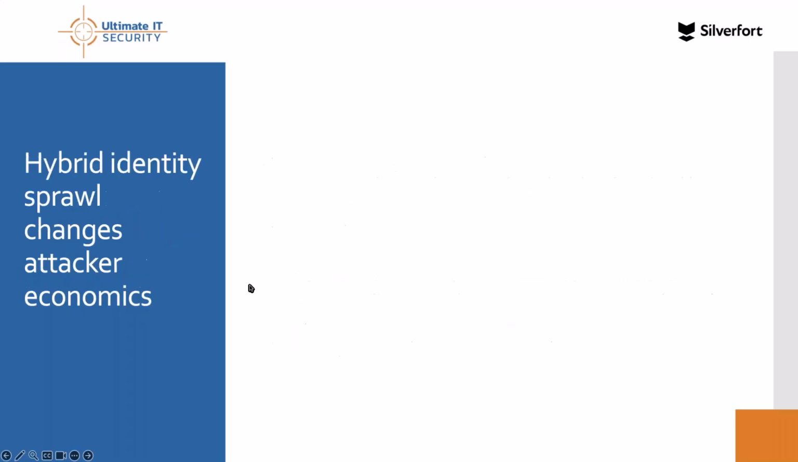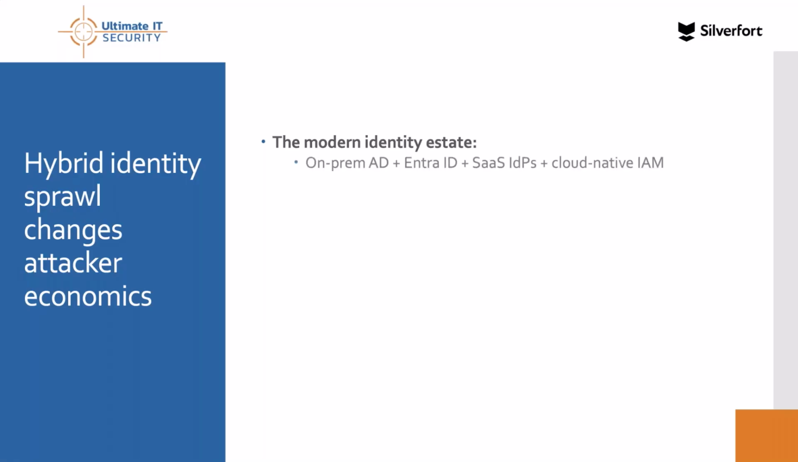Let's talk briefly, and I think I've got 2 more slides, and then I'm going to hand things over to you. Is hybrid identity sprawl the modern-day identity estate, as I call it, what all of you have in place? It looks something like this. You have on-prem, you have Entra maybe, or you do. You have SaaS-based identity providers, you have cloud-native identity and access management, and that's just identity. That doesn't include all of the platforms that are leveraging that identity, all of the entitlements therein, and all the permissions that are granted therein.